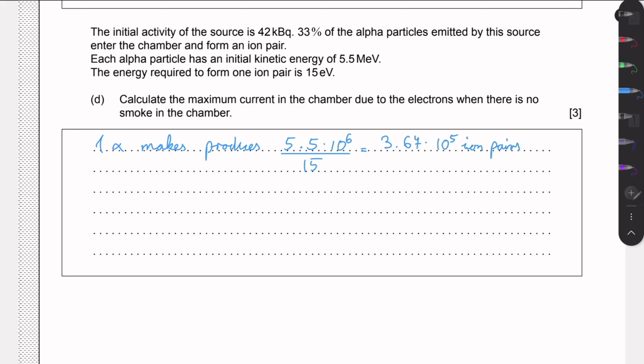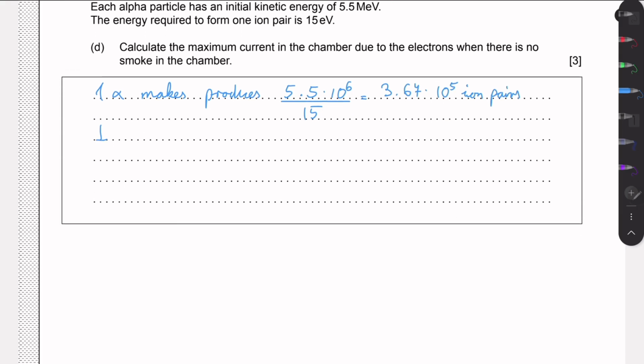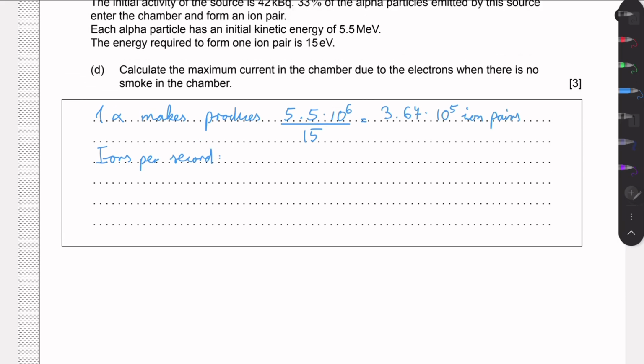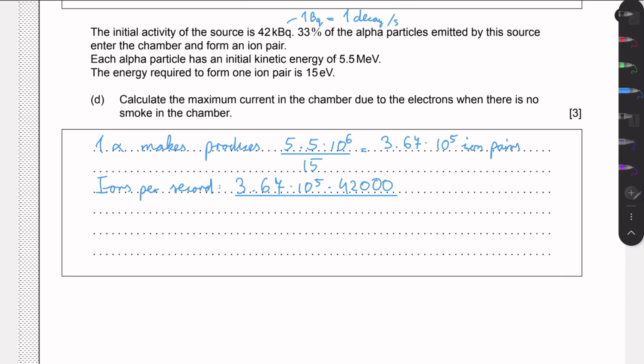Now we need to see how many are being formed per second. We know that our initial activity is 42 kilobecquerel. And technically, 1 becquerel is the same as 1 decay per second. So if we want to calculate our ions per second, what we can do is multiply this 3.67 times 10 to the 5 by our activity, so that we can see how many decays we have in 1 second, and we only know a third of our alpha particles actually produce an ion, so we still need to divide it by 3. So this will give us 5.13 times 10 to the 9 ions per second.